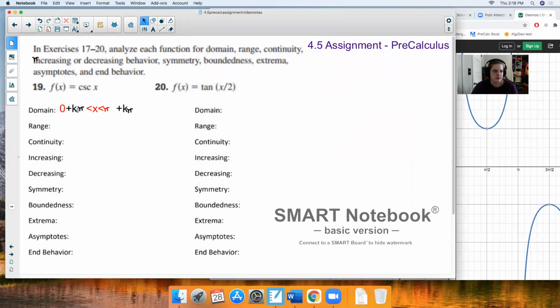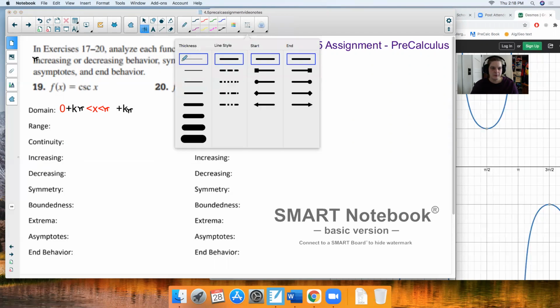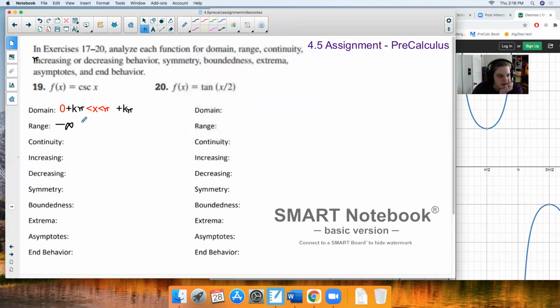So my range is not as complicated because it doesn't have to do with pi's and things. So in that case, our range is between -infinity to infinity. So I'm just going to say, I don't have a symbol, so I'll write it. So we're going to say -infinity to -1, and then also 1 to infinity. That's a fun range. Okay.